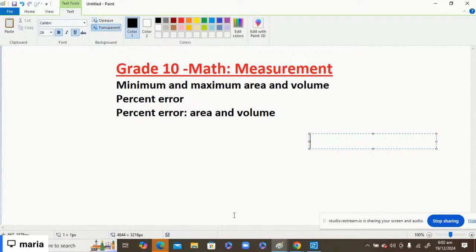So today we are here for grade 10 maths. The chapter we discuss today is measurements, and the lesson is minimum and maximum area and volume, percent error, area and the volume.